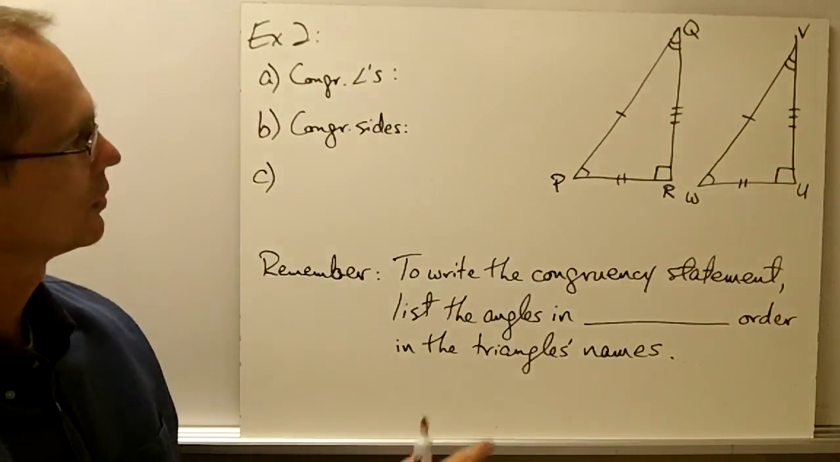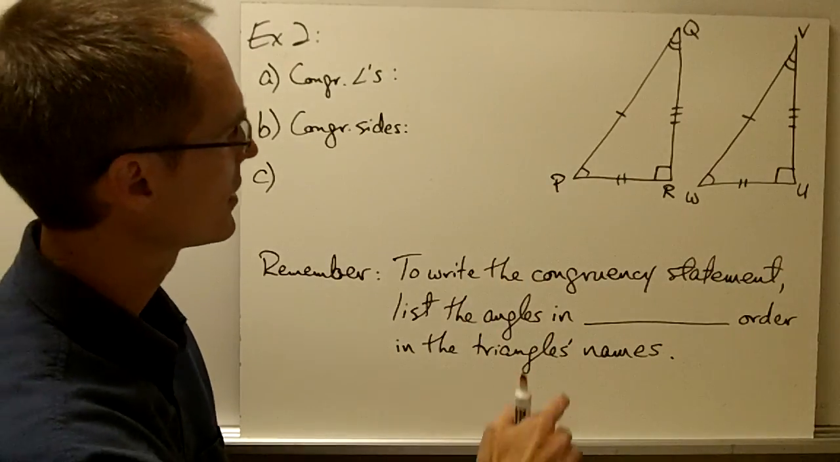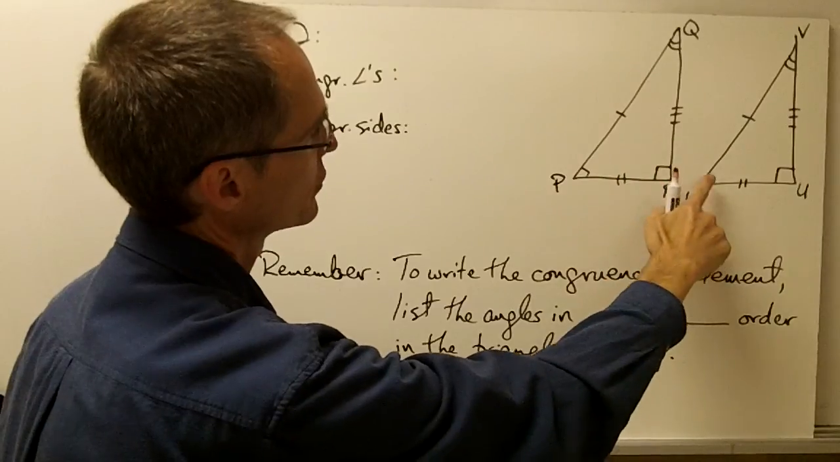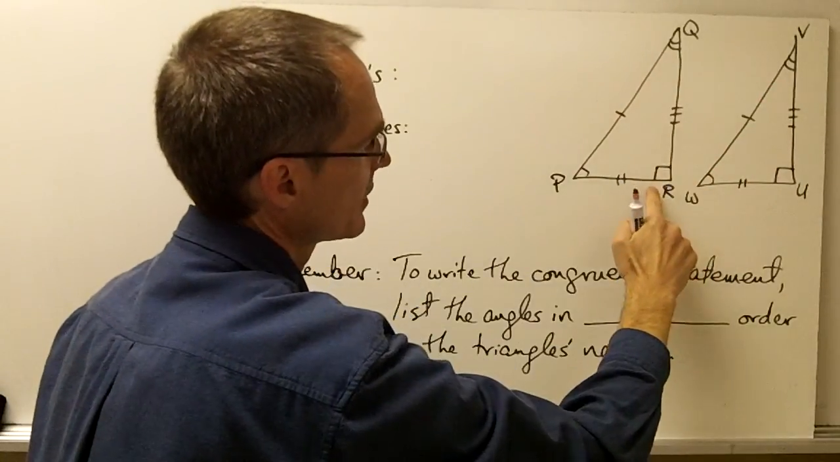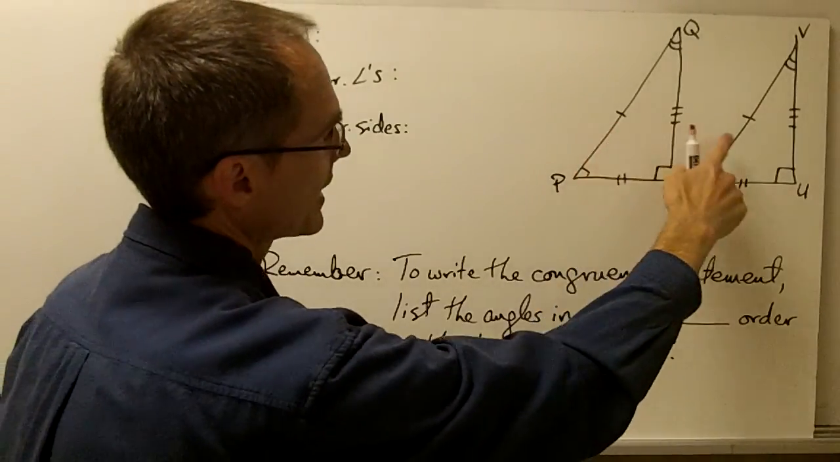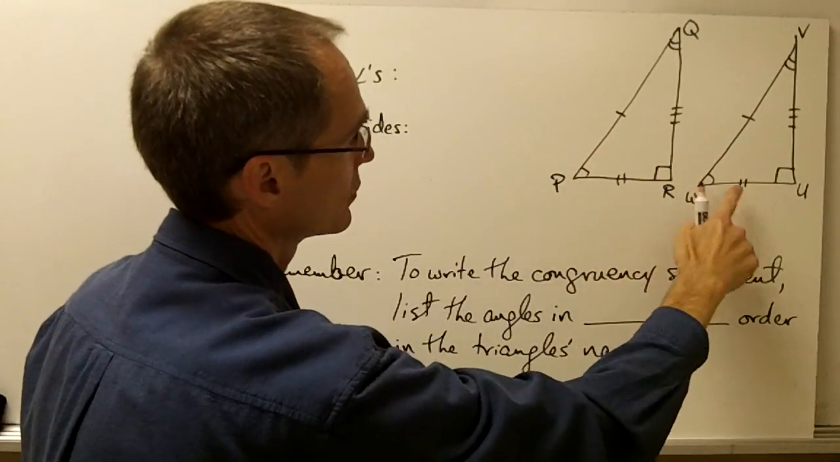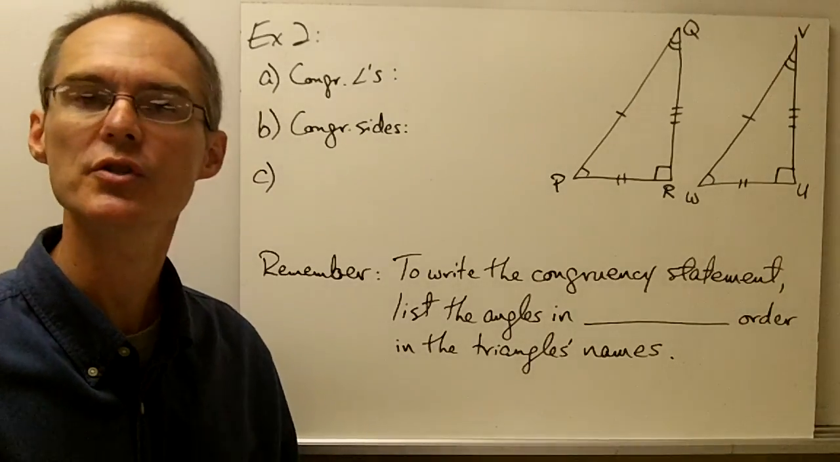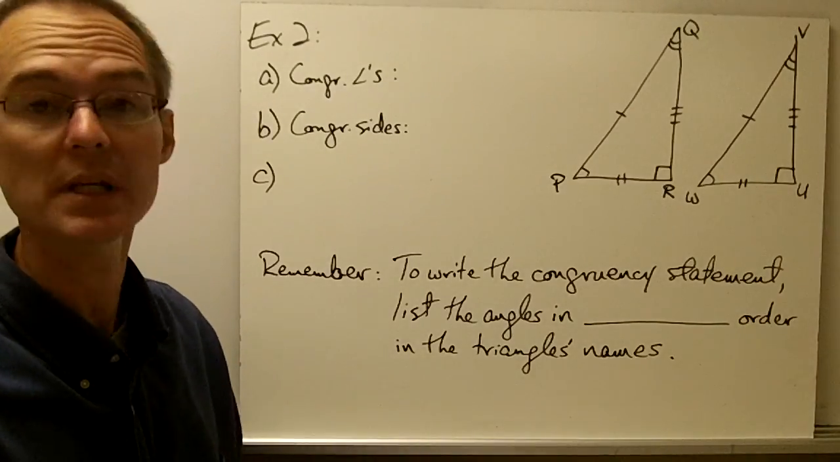Example number two. Here I've got two triangles. I've got three angles here. This angle is congruent to this angle. This angle is congruent to this angle. These two angles are right angles, so they're congruent. I've got this side congruent to this side, and this side congruent to this side. So I've got all of my corresponding parts congruent, so I know these two triangles must be congruent.